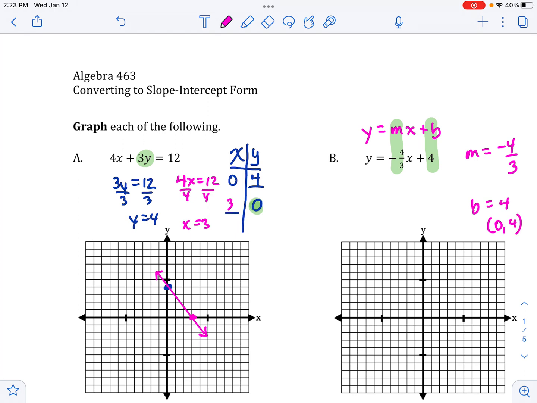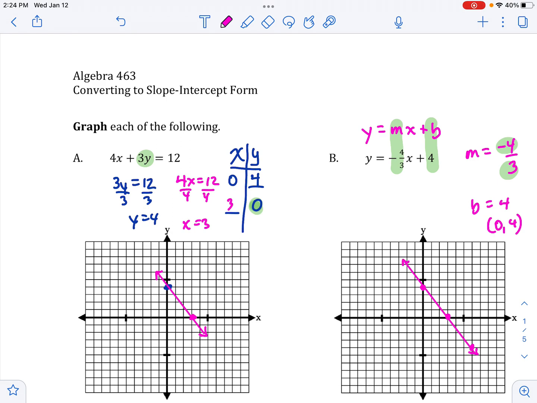Remember, this is the y-intercept, so I'm going to start right here on the graph at (0, 4). And then I am going to use the idea of rise over run for my -4/3. I'm going to go down 4 over 3, down 4 boxes, to the right 3 boxes, and I'm going to be able to come up with points. Then I am going to take these points and connect them, and I am going to form a line.